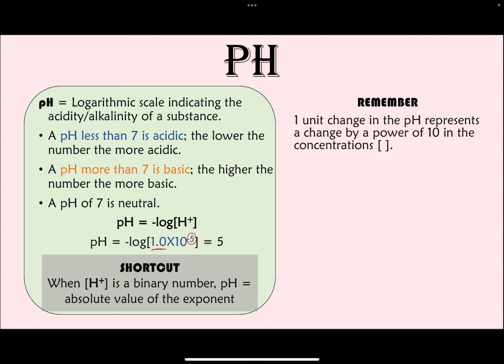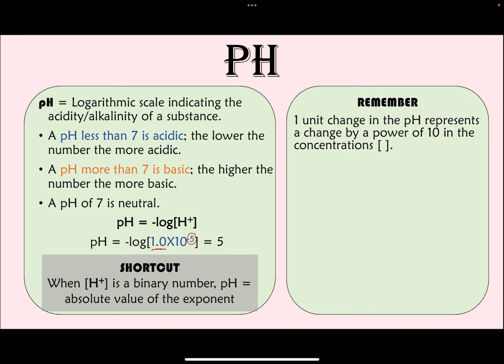Okay, so remember that if we change the pH by 1 unit, that is going to change the concentration by a factor of 10.